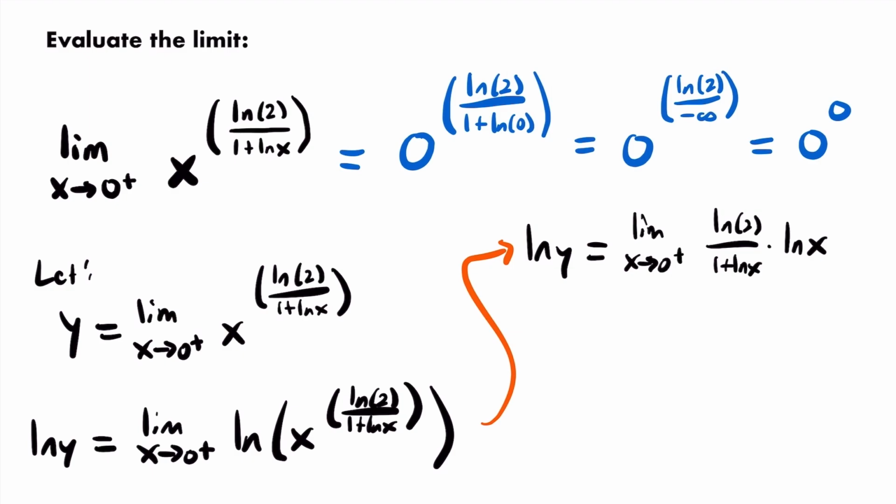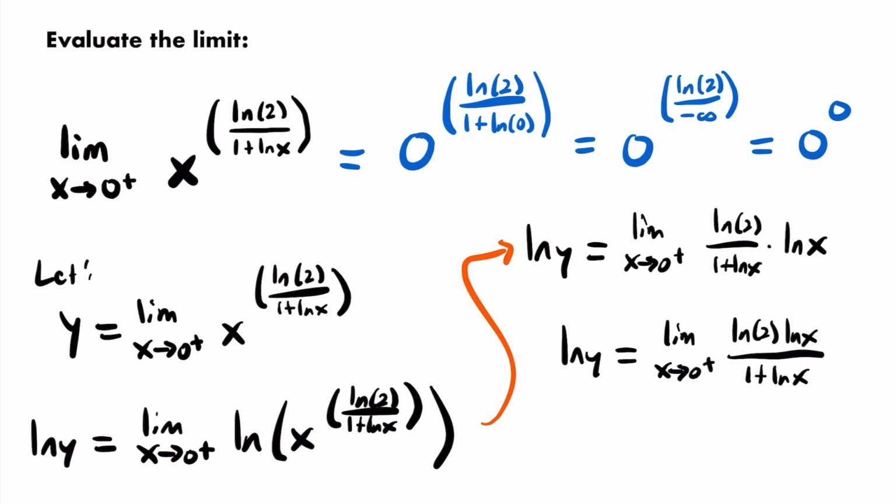All right, because now what we're left with is the limit as x approaches 0 from the right of the natural log of 2 divided by 1 plus the natural log of x times the natural log of x. And so we could simplify this a little bit by multiplying the natural log of x into the numerator. We could just multiply it by the natural log of 2. And so we would have the natural log of y is equal to the limit as x approaches 0 from the right of the natural log of 2 times the natural log of x divided by 1 plus the natural log of x. And now what I think we should try is see what happens when we try to plug 0 into this limit. Let's see what the evaluation of that would be.